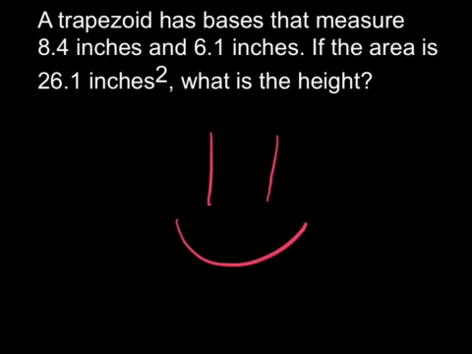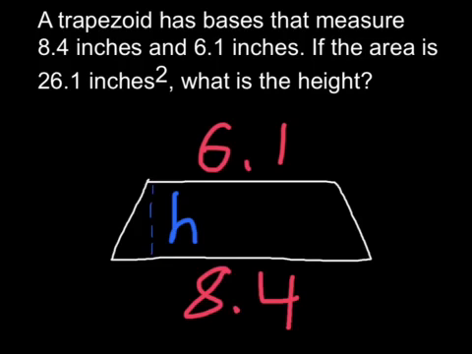Let's find out. Okay, so here first I've made a drawing of our trapezoid. 8.4 this base, 6.1 this base. The height is what we don't know. And of course we also know that the area is 26.1, right? The area of the entire trapezoid here.